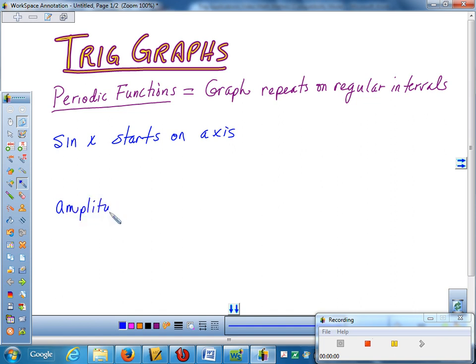Okay, a wave has what's called an amplitude. The amplitude of the wave is, in layman's terms, the height of the wave, but technically, it's the distance from the axis to a peak or valley. But basically we're thinking, how tall is the wave?